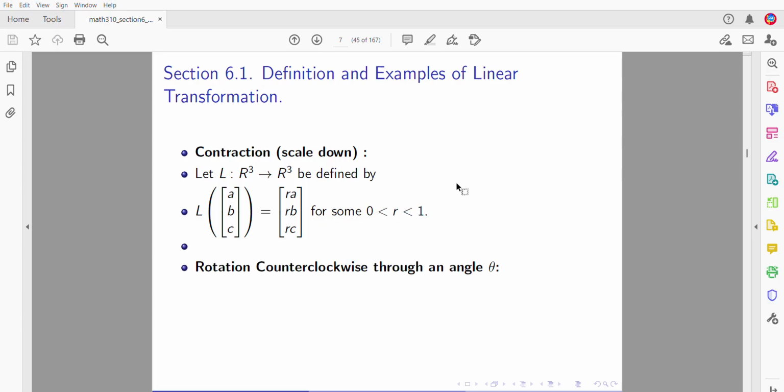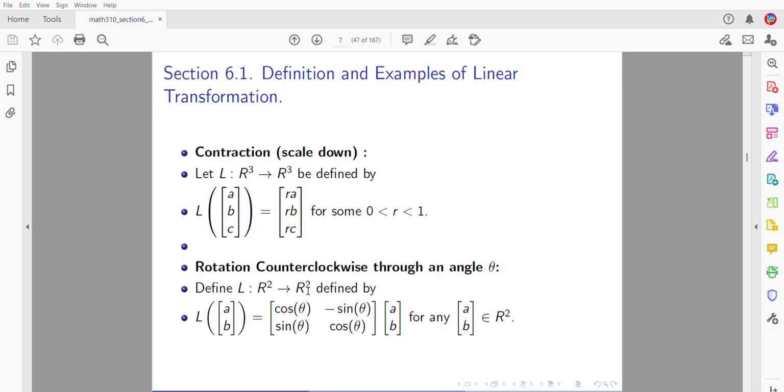Rotation counterclockwise through an angle theta. Suppose L is from R2 to R2. So we are looking at coordinate plane R2 to R2. You are defining L by multiplication by this particular matrix. If you remember, we just saw multiplication by a matrix is a linear transformation. In particular, multiplying by this particular matrix, it is actually rotation counterclockwise.